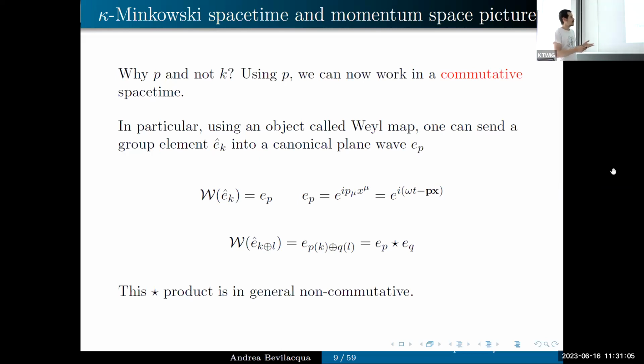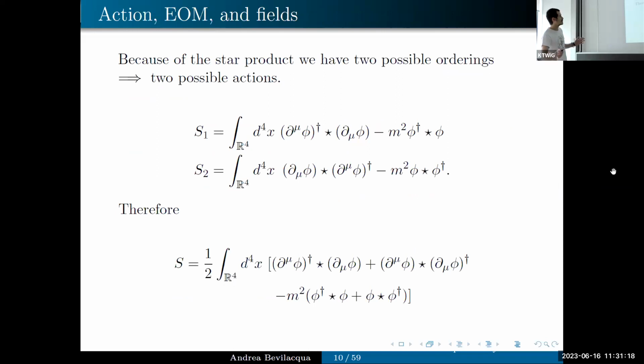So now, why do we do this? It's not necessary per se, but it makes things much easier because we can now work in a commutative spacetime. And as I said, the star product is in general not commutative. Okay, so basically now we know that we have a star product, we know that we have a commutative spacetime, and we know we can multiply stuff together.